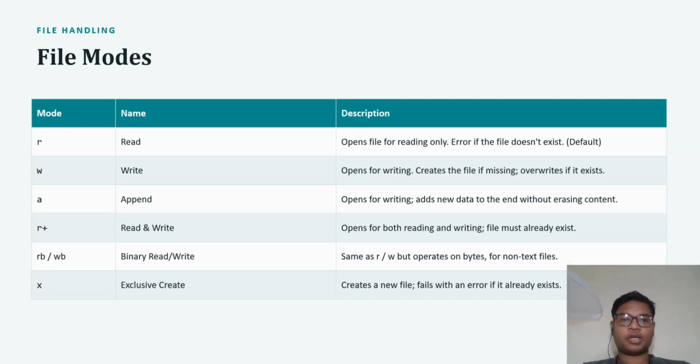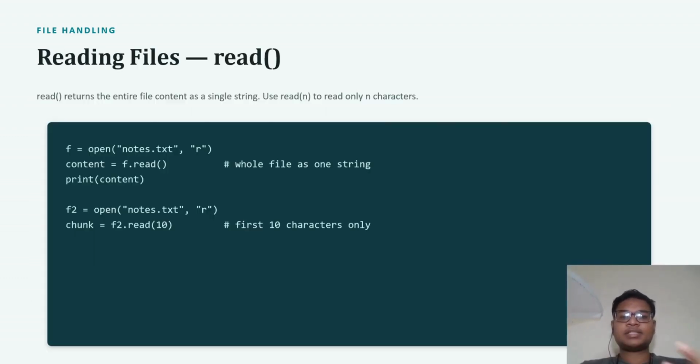Reading a file, the syntax looks like this. That's read and the parentheses. So read() returns the entire file content as a single string. Use read(n) to read only n characters. That's the character count. Okay. So let's open the file, then read the file, then print that file, and let's see what happens at that point. Okay. So now let's talk about what I mean by this.